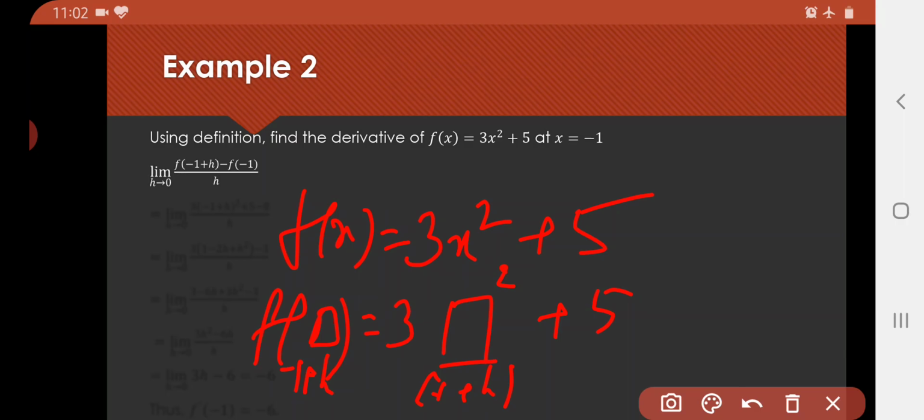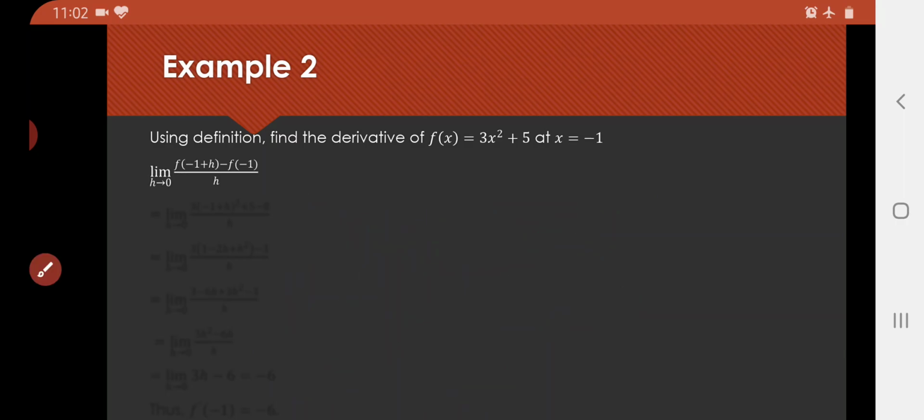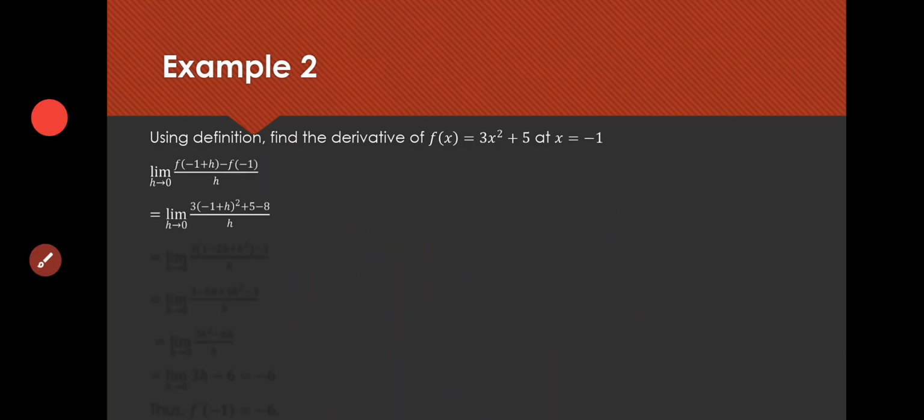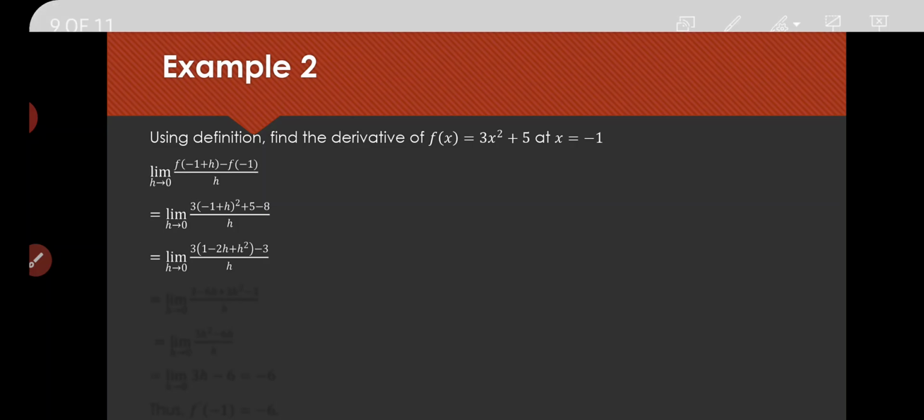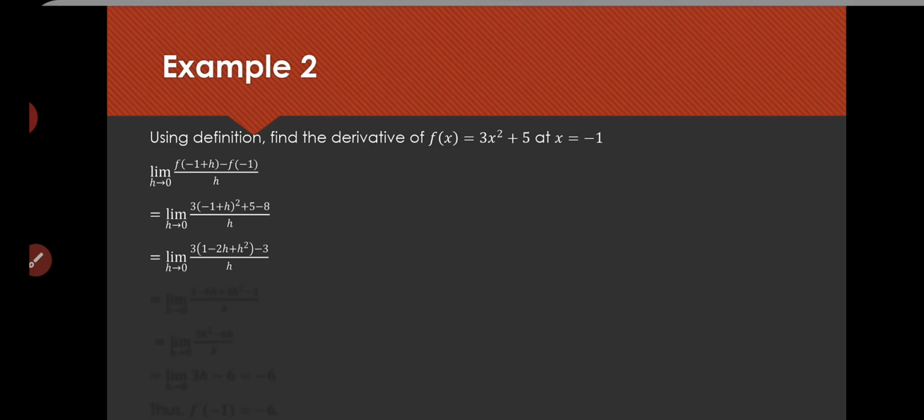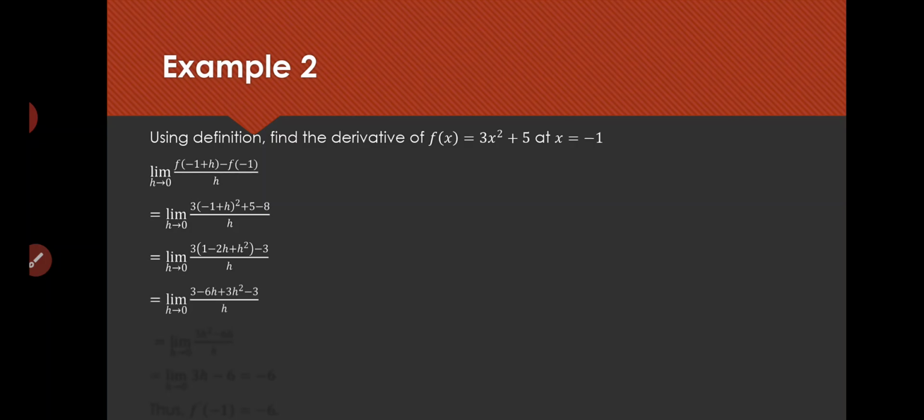So let me just put it: this is 3 of minus 1 plus h whole square plus 5. And f of minus 1, if you put minus 1 in place of x, I get 3 plus 5, that is 8. So I have got 8. Now let me break open the square term. So that is this, and 5 minus 8 is minus 3. Again on simplification, this is what I have. After removal of brackets, this is what I get. Now again 3 and 3 get cancelled. I am left with 3h square minus 6h.